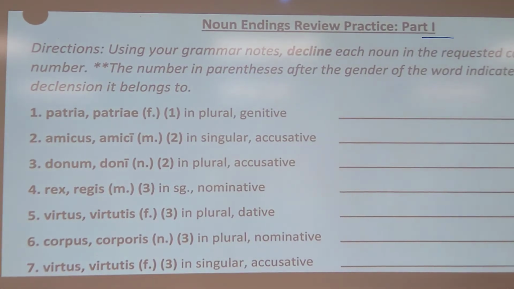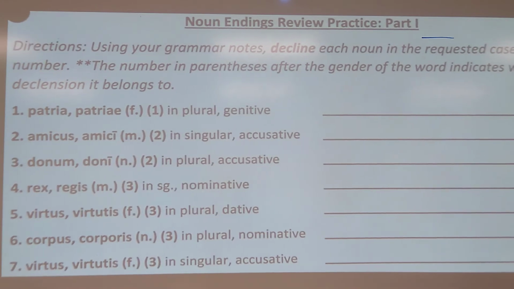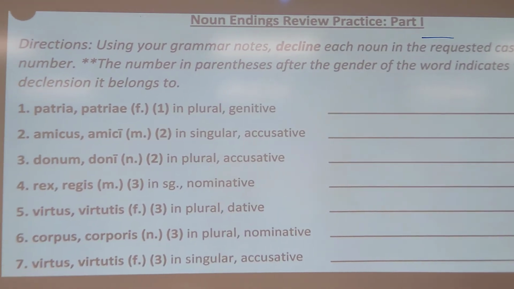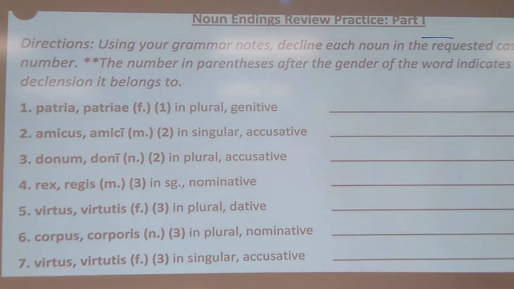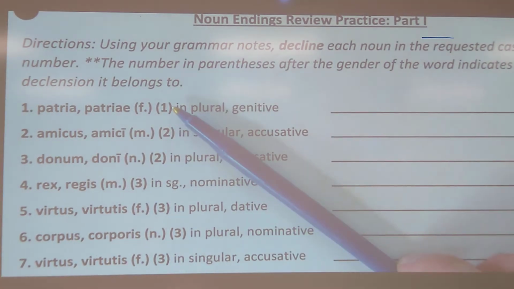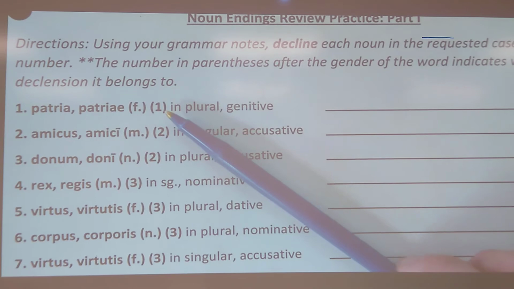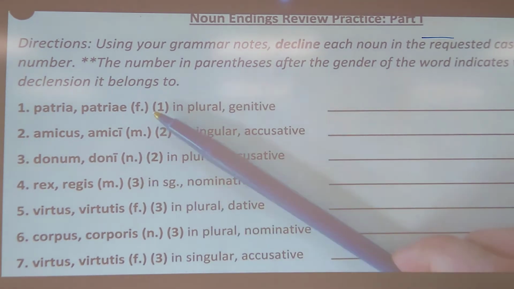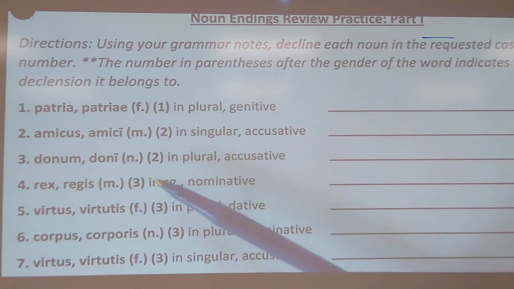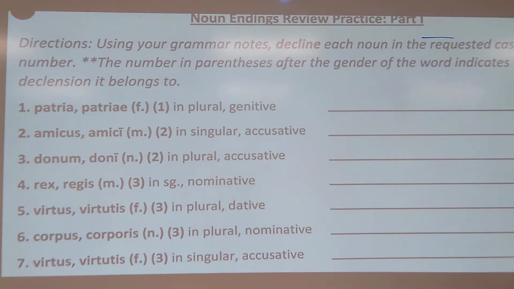All right, so as you see in the directions, using your grammar notes, decline each noun in the requested case and number. And because I'm so generous, I give you the declension already. On the back, you have to figure it out for yourself, but on the front, I just tell you what declension it is. So that's what these numbers in parentheses here are: first declension, second declension, third, and so on.